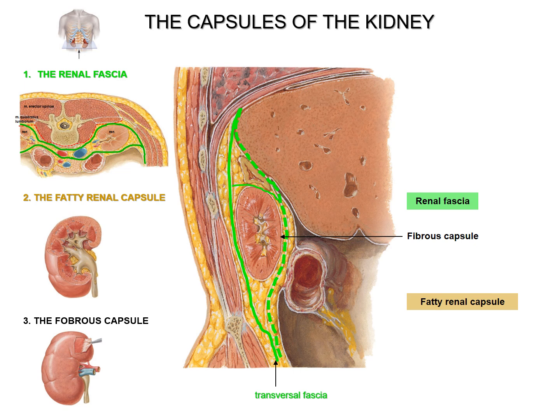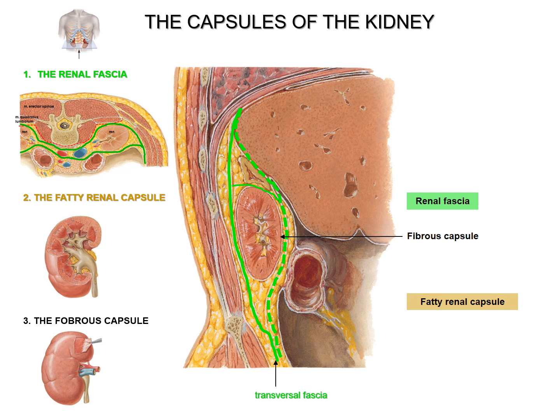The kidneys have three coverings: the renal fascia, the fatty renal capsule, and the fibrous capsule. The renal fascia is a continuation of the transverse fascia. It is a condensation of connective tissue that lies outside the perirenal fat and encloses the kidney and the suprarenal gland. It has two layers that cover anteriorly and posteriorly the renal fatty capsule and the suprarenal gland.